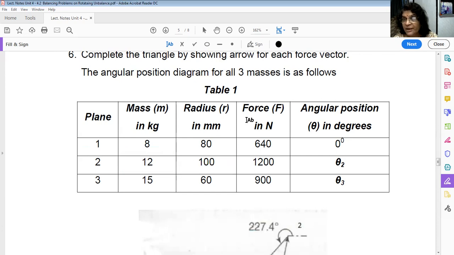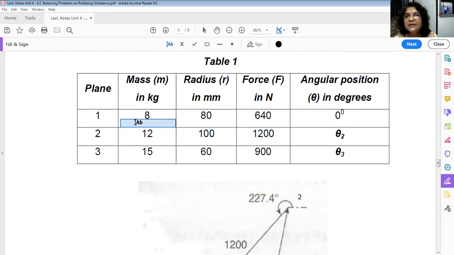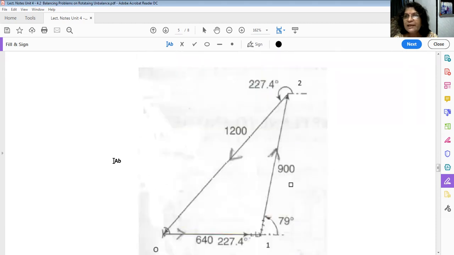Already we have calculated F is proportional to M into R. So we have taken the product of these two, the multiplication of these two. So 8 into 80, that is 640. So this is the force column, which is given in Newton. And the last column is of angular position, which is given in terms of theta. So we have assumed that mass M1 is at an angle 0 degree, and theta 2 and theta 3 are unknown.